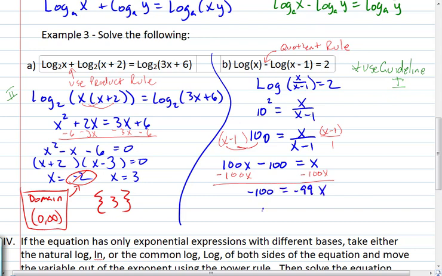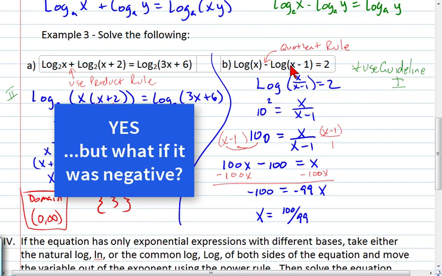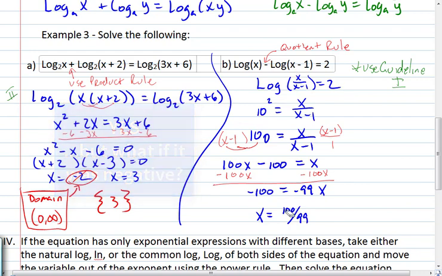How do we get the x by itself? Divide both sides by 99. Is this a valid answer? Sure it is, because it's positive. What about 100 over 99 minus 1? Is that positive? Then there would have been no solution. Good question. The question was, what if it was negative? If this number would have been less than 1, we would have had a negative in that log, so we couldn't have done it. But this one happens to be in the domain, so our final answer here happens to be 100 over 99.